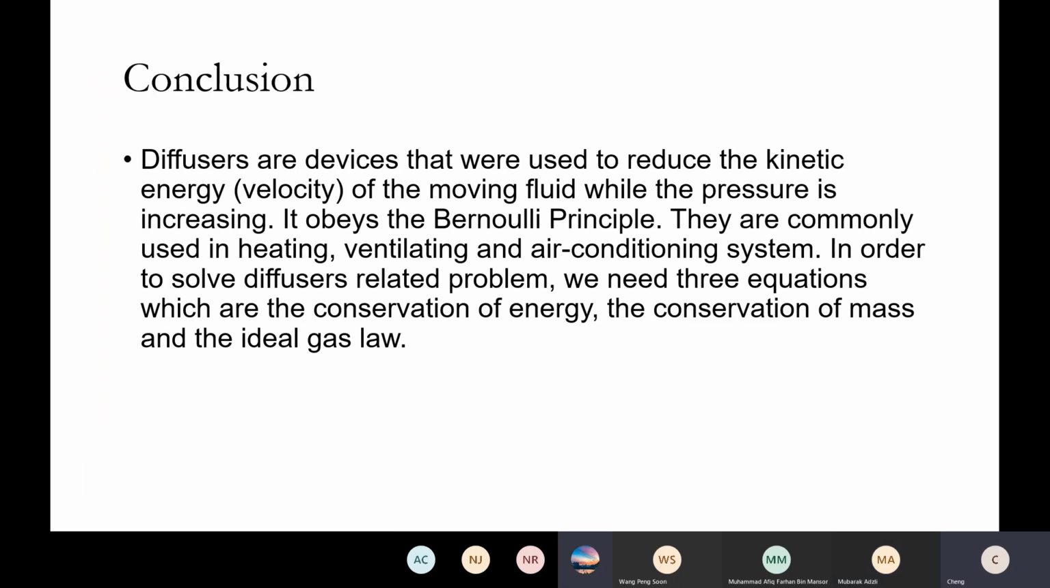To conclude, diffusers are devices used to reduce the kinetic energy, which is the velocity of the moving fluid, while the pressure is increasing. It obeys Bernoulli's principle and is commonly used in heating, ventilating, and air conditioning systems. In order to solve diffuser related problems, we need three equations, which are the conservation of energy principle, the conservation of mass principle, and the ideal gas law equation.